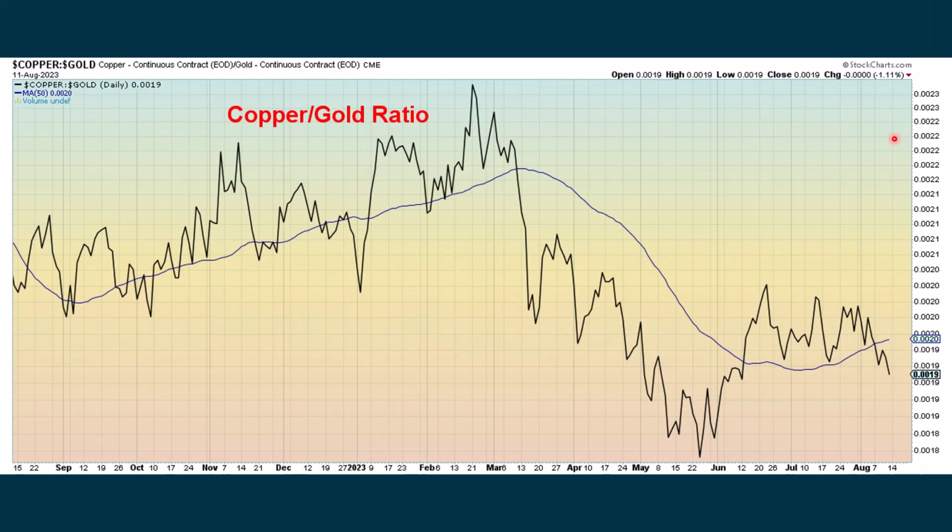We look at the copper to gold ratio. When the economy is doing better, copper outperforms gold. When the economy has some difficulties, gold outperforms copper. For a lot of 2023, copper has been underperforming gold. Then it saw a breakout compared to gold, and now it's starting to see some more weakness.